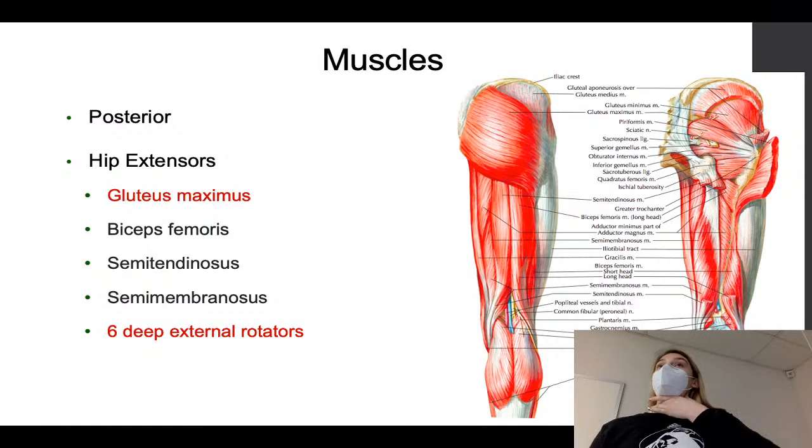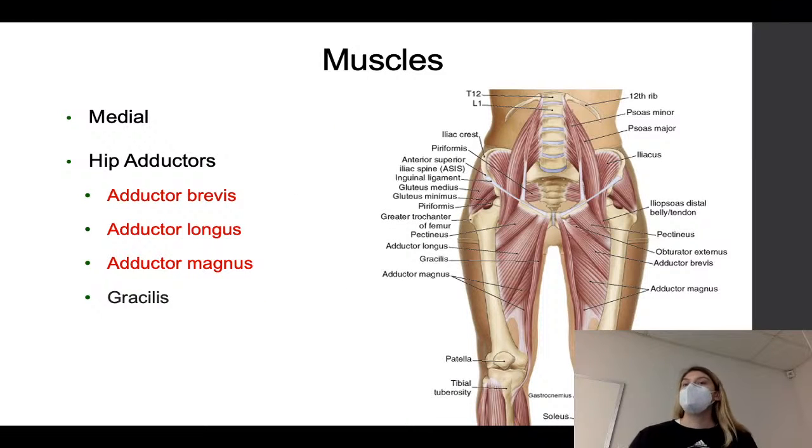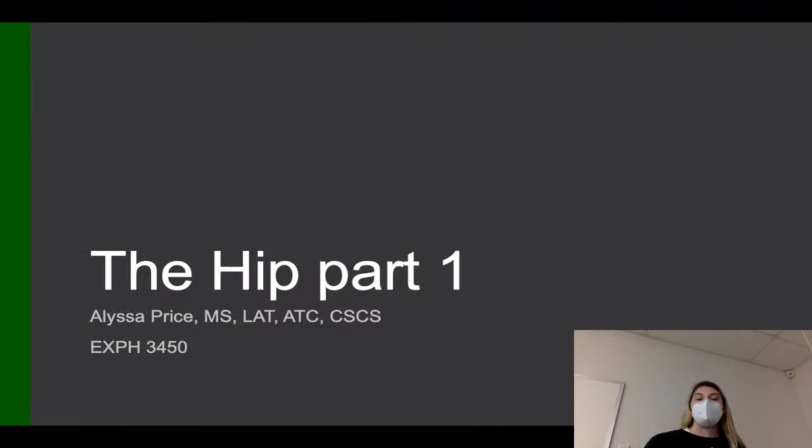Laterally will be all new muscles. We haven't learned any of these, but all lateral muscles will be hip abductors. So our gluteus medius, our gluteus minimus, our external rotators, and our tensor fasciae latae. And medially, we have 3 new ones to learn. We've already learned our gracilis. So we'll have our hip adductors: adductor brevis, adductor longus, and adductor magnus. So those are the muscles we are going to cover next time.